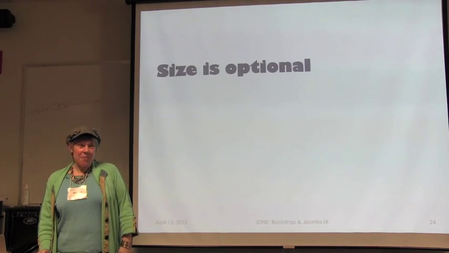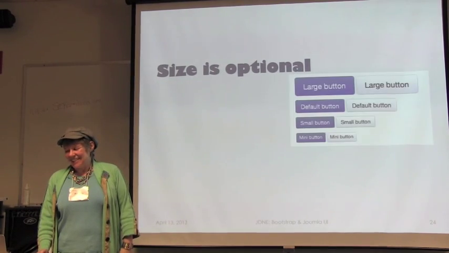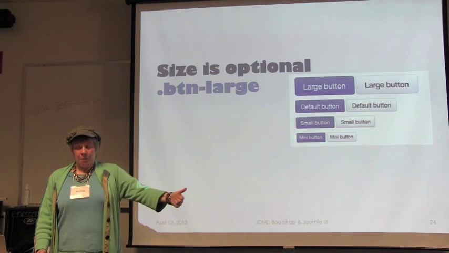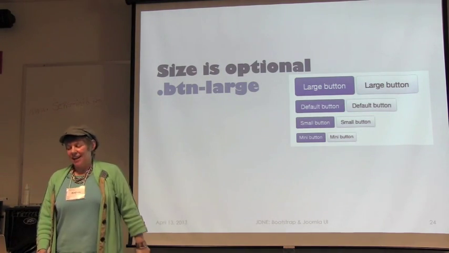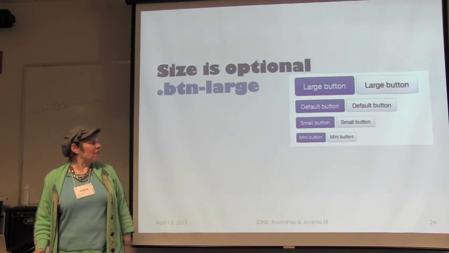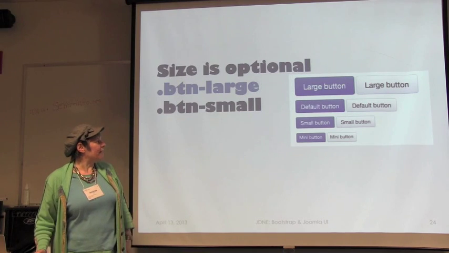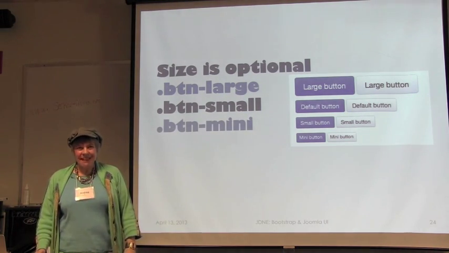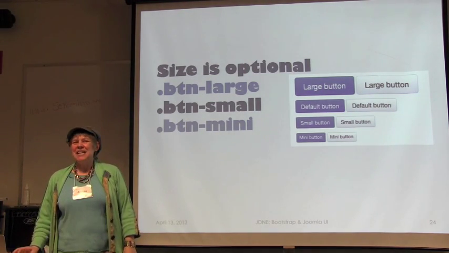Size is optional. So in addition to those particular things, you can add another class for button large. So you could have button, button primary, button large on it, and you get the large button. The default one is just, if you don't have any of these, small makes it smaller and mini makes it the smallest one.